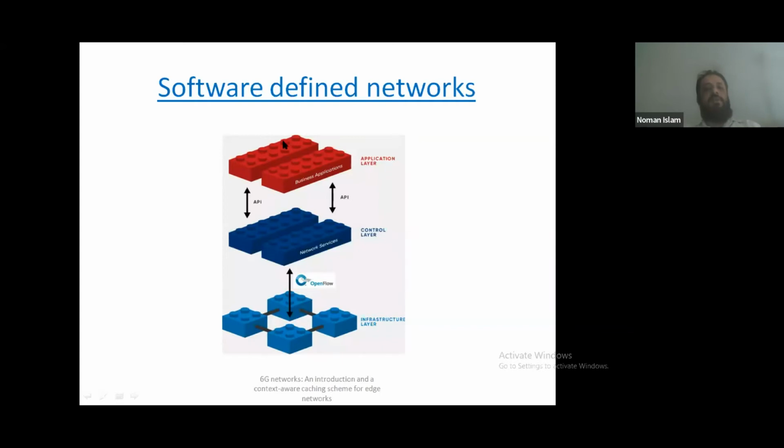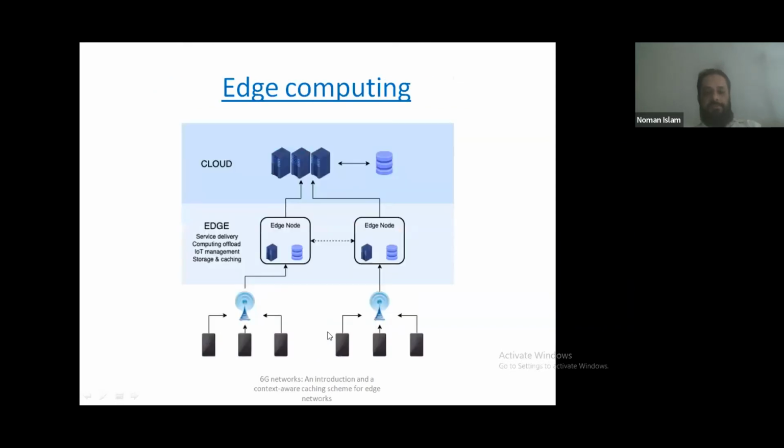At the application layer, different types of applications are written, and that will instruct the control layer, and the control layer will be interacting with the infrastructure layer. So at the lower layer we have very naive devices, very naive switches that do not have any intelligence. At the control layer, there will be the control logic that will be used to control or give instruction to the infrastructure layer. So that is the concept of software defined networks.